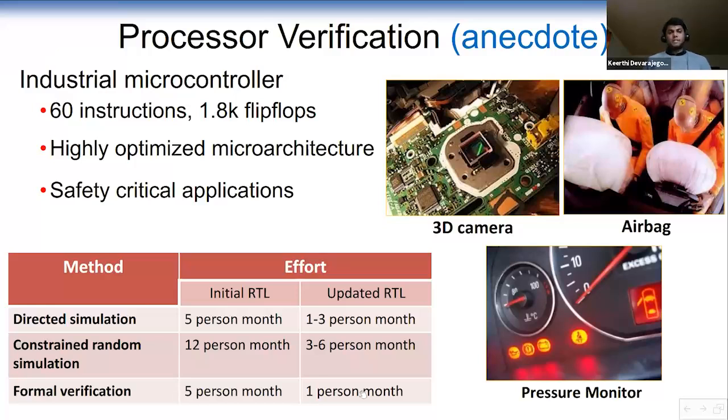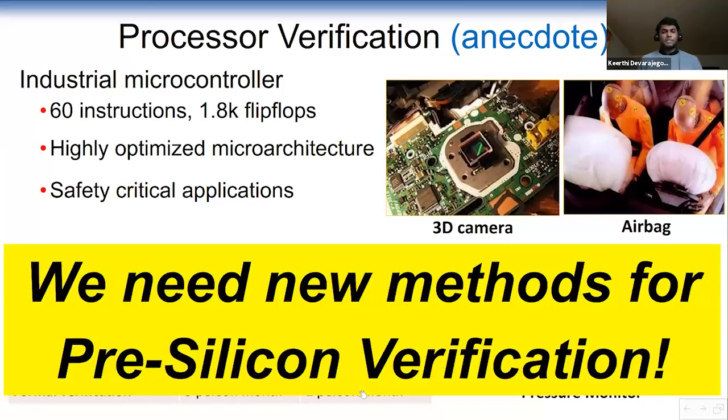So even for such a small microcontroller core that had only around 60 instructions and 1800 flip-flops, we needed a huge verification effort to finally tape out this design. And knowing that, due to Internet of Things, machine learning, AI applications, smart cities, processors are going to become more and more complex, these techniques, if we continue doing verification as we are doing now, may not be sustainable. We definitely need new methods for verifying processor cores. So that's the summary of what I wanted to convey about the current existing methods.